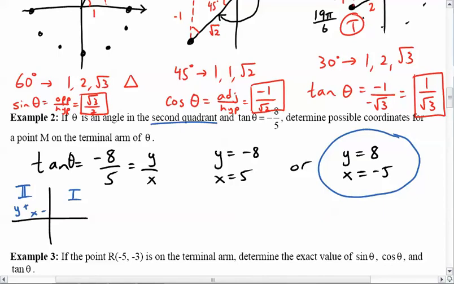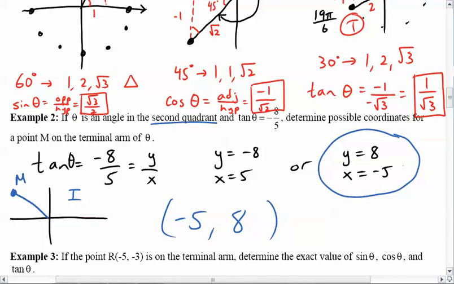So now it's asking me to find the coordinates of a point M on the terminal arm. So if I have a triangle there, what might the points M be? Negative 5 for x, 8 for y. That's it. Now that point's not on the unit circle. If you wanted to put that point on the unit circle, you'd have to divide by the radius.